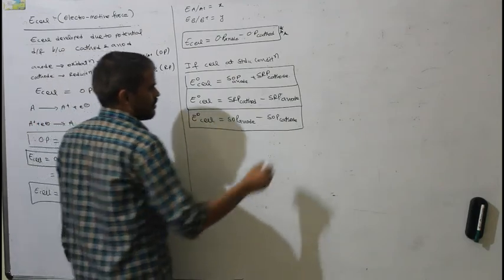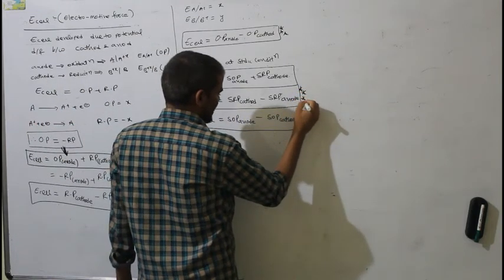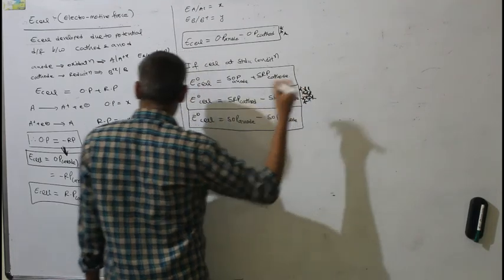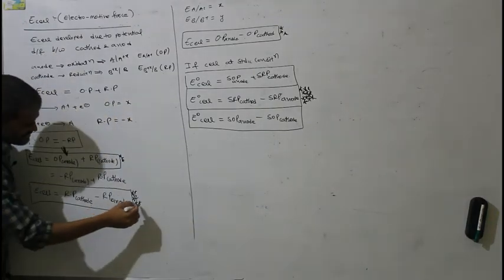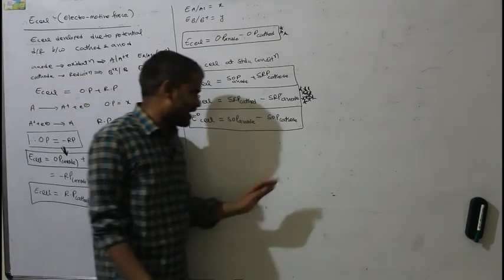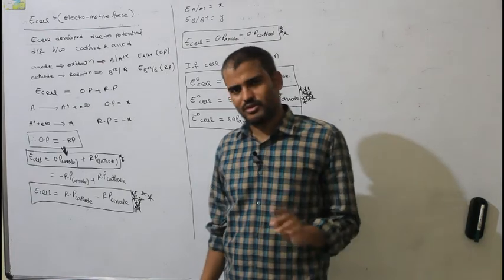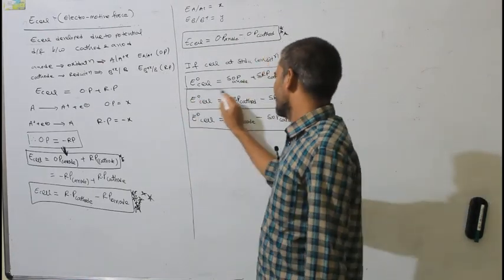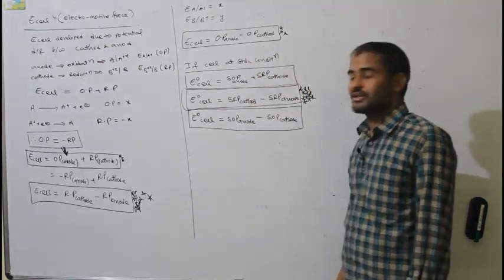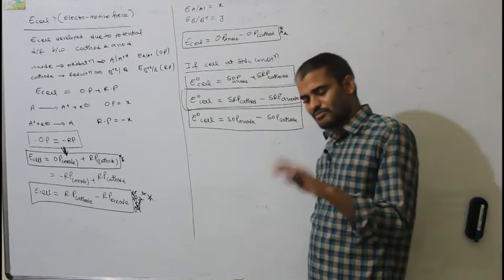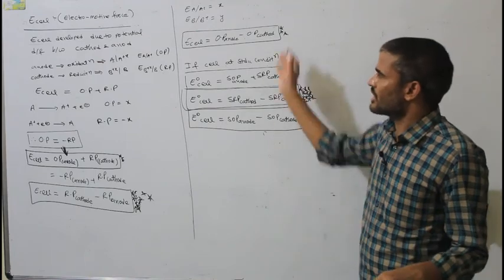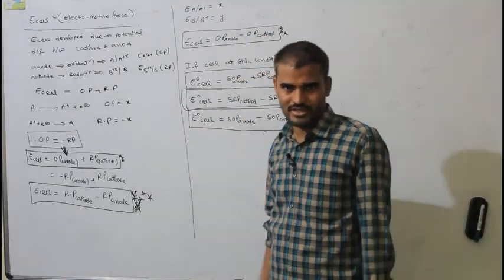But remember, in most cases in our syllabus or our problems, they always give reduction potential values only. If possible, remember all 3. If not possible, remember only one, that is this one: E naught cell is equal to standard reduction potential of cathode minus standard reduction potential of anode. If by chance both oxidation potentials are given, use this formula. If you are not interested, then you convert them. Convert oxidation potential into reduction potential.